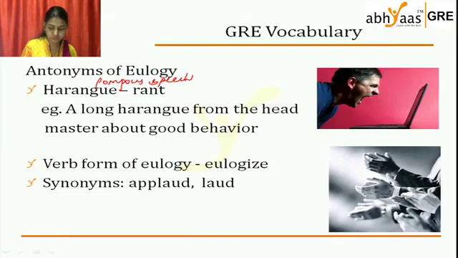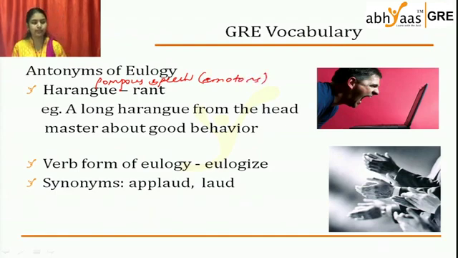You show a lot of emotional thing. A long harangue from the headmaster about good behavior. Okay? No mobile phones in the classroom, and a speech about it. Harangue. Okay. You have two other words here which are similar to eulogy, applaud and laud. This is a picture related to that. Applaud, appreciate. Laud, it is a laudatory performance, appreciating. Got it, guys?